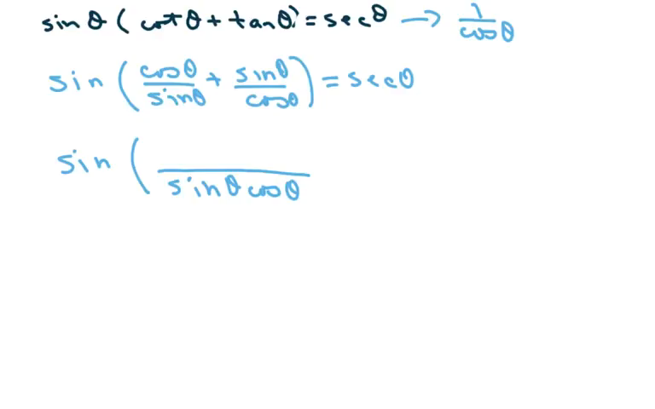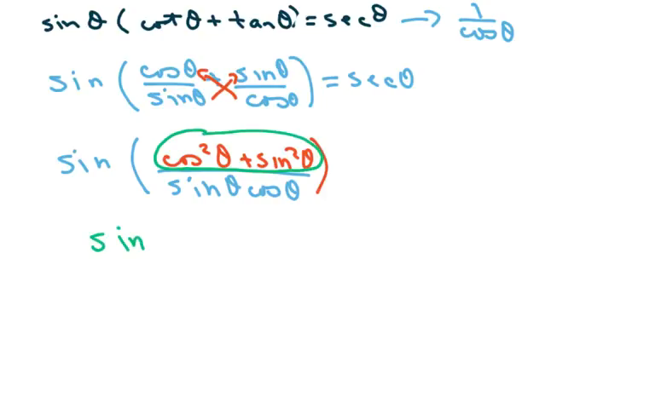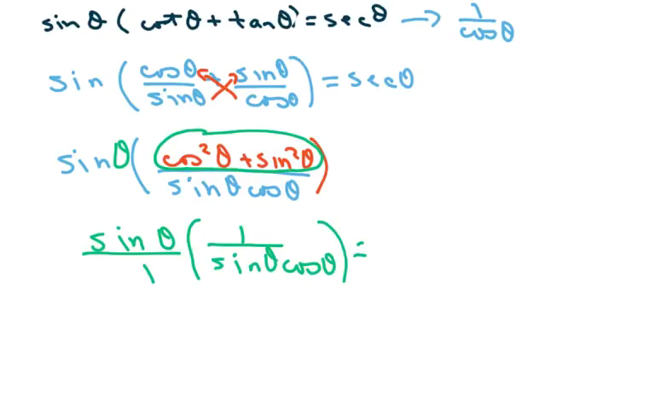And you cross here. So you're going to get cosine squared of theta plus sine squared of theta. And just like in the previous slide, this part here equals 1. So I'm going to write this again as sine of theta over 1 times 1 over sine of theta times cosine of theta. So that gives you sine of theta over sine of theta times cosine of theta.